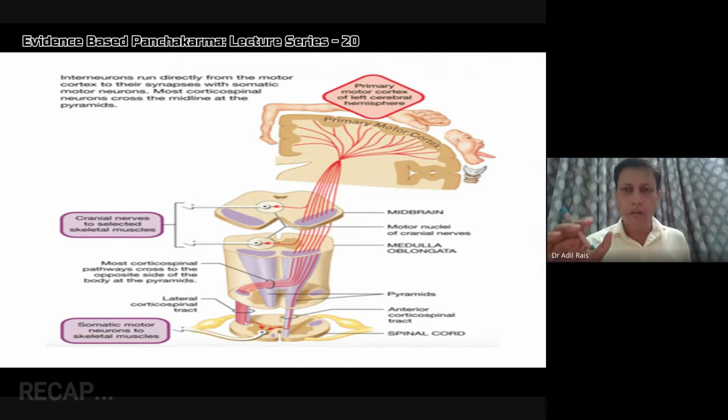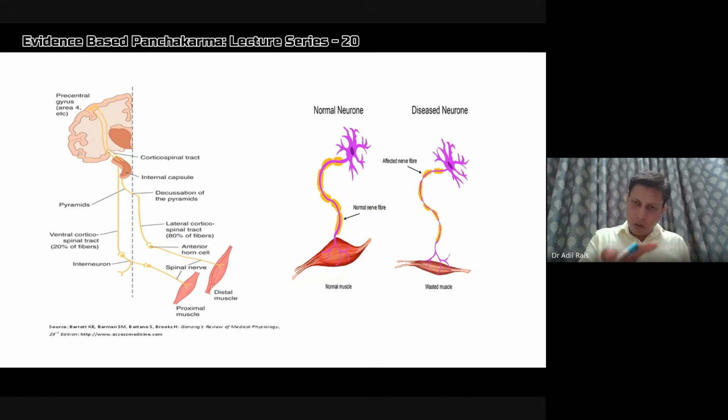Now, the primary motor cortex relays through several tracts, the corticospinal tract or corticobulbar tract, and through the midbrain, medulla, and spinal cord, it traverses the commands through anterior horn cells to either the cranial nerves or to the spinal and peripheral nerves, which later direct the skeletal muscle to perform a specific function. And this is a normal structure.